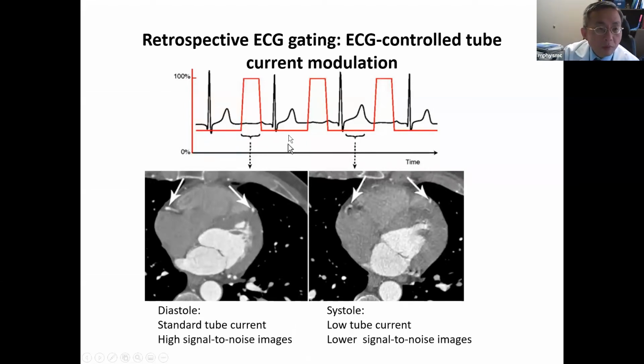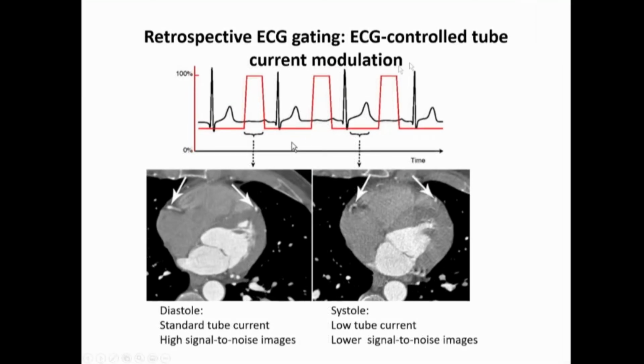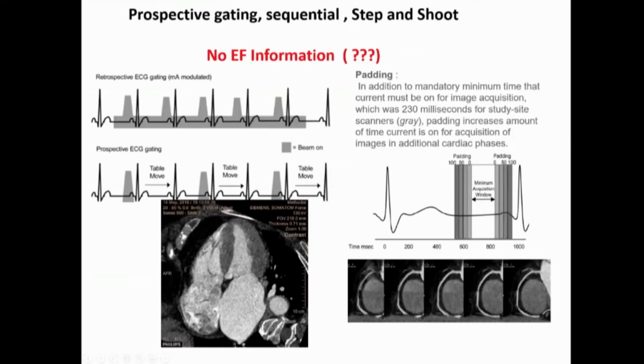So you can do dose modulation, meaning you turn the tube current higher during systole and lower during diastole. So you look at the coronary. When it's diastole, there's better signal-to-noise ratio, and this is lower current, so you're going to have more noise. And as you can see that.